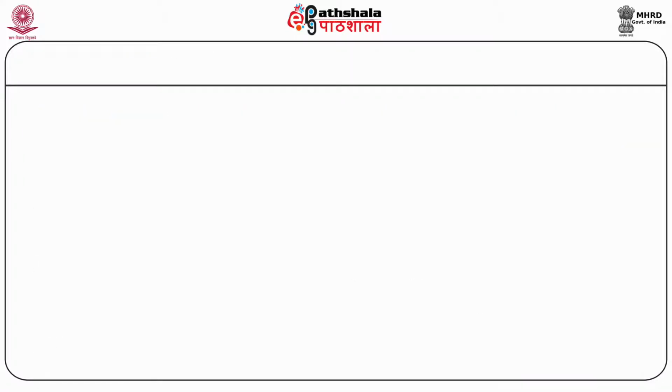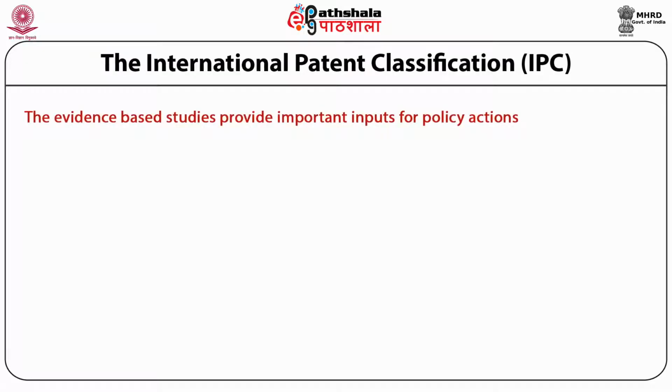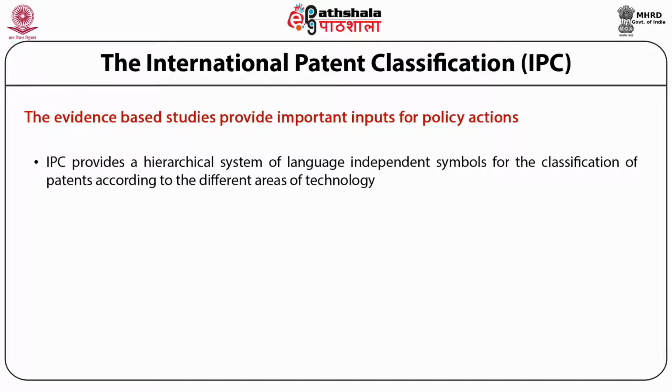Friends, now we are looking at further details of the patent classification. As you can see, it is called International Patent Classification, IPC. This is the most common classification used in a patent document. This classification allows us to search the patent and also find in which technology area the patent has been filed. IPC provides a hierarchical system of language independent symbols for the classification of patents according to different areas of technology.